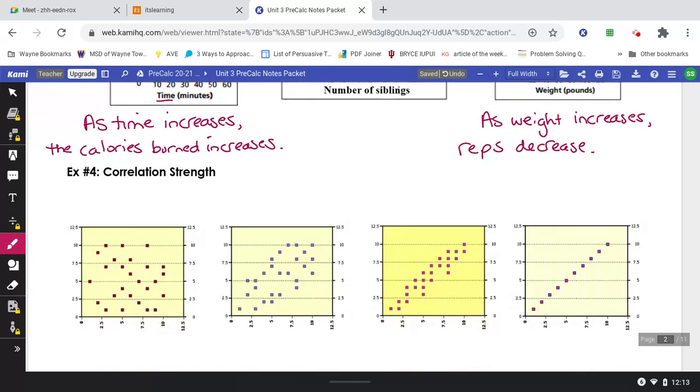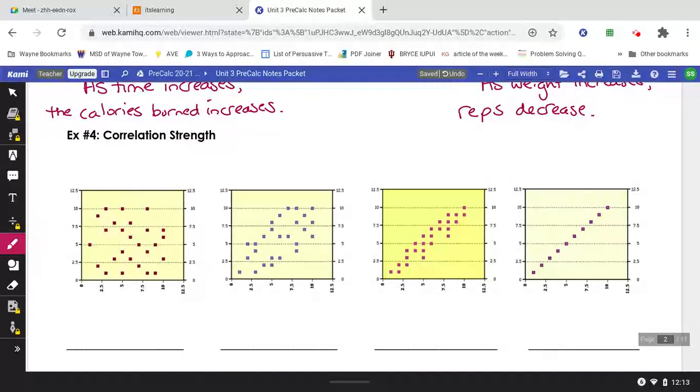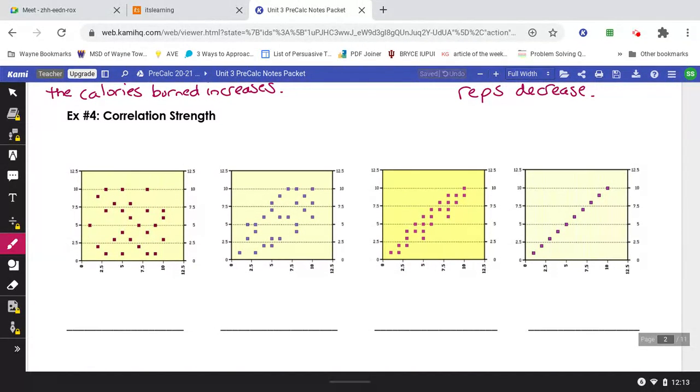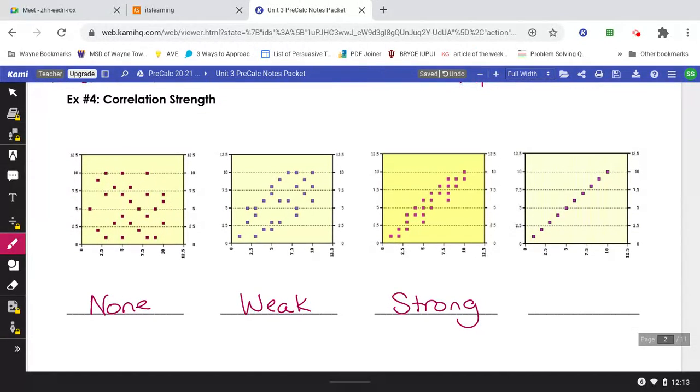All right, the last thing for today is what we call correlation strength. How close these dots are together. So you have this first one, which is no correlation. We say none. And then notice kind of on the second one, they start to form a little bit more. They start to look more like a line here. This one is still going to be considered weak. You can tell it's starting to form into something, but they're pretty scattered. The next one here, they start to line up a little bit better. We call that one strong. And then the last one, when they're lined up perfectly, we call that a perfect correlation.